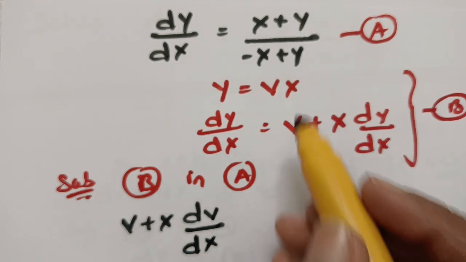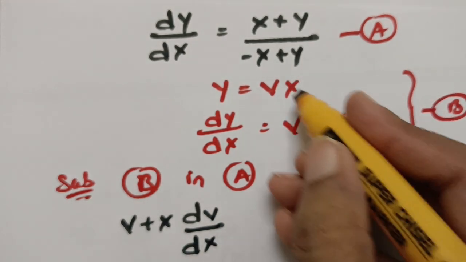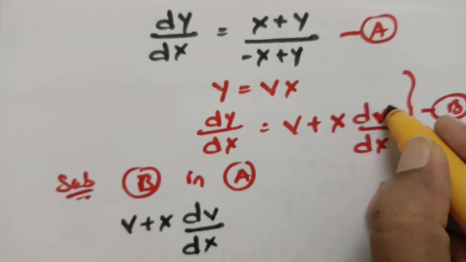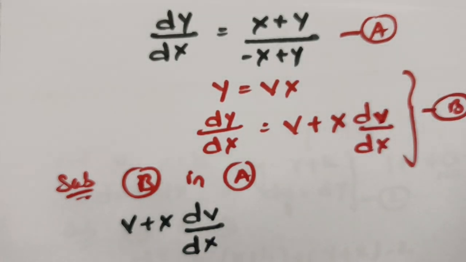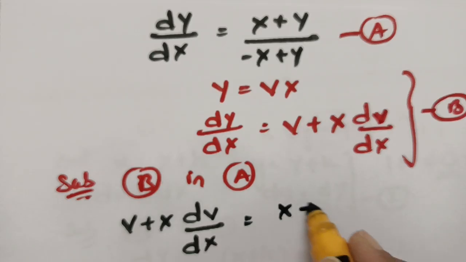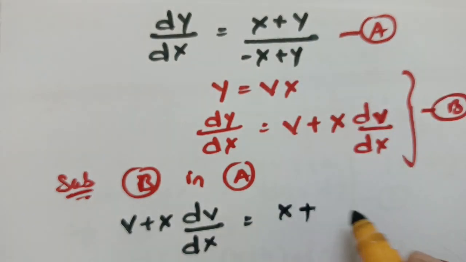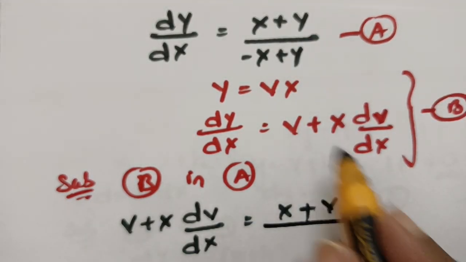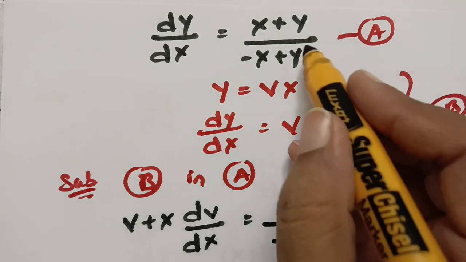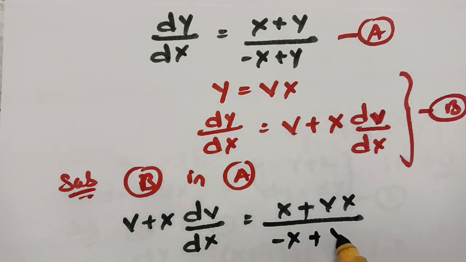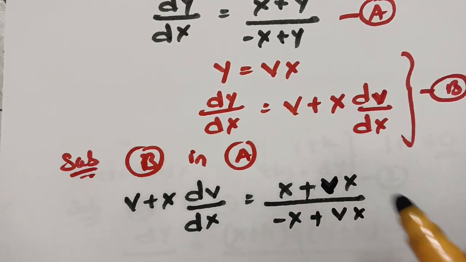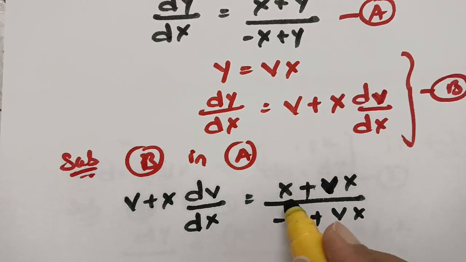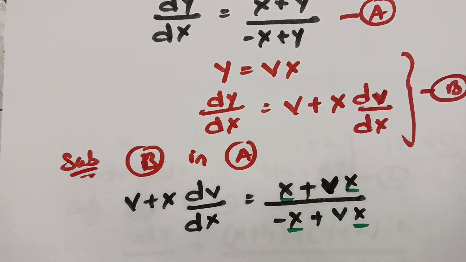So here for X it is 1, if I leave X this will be dv/dX, which is equal to X plus, in place of Y I am keeping vX. Clear? And this is minus X, and in place of Y I am putting vX. See the next step what I am going to do: in the next step I am going to take this X common and cancel.